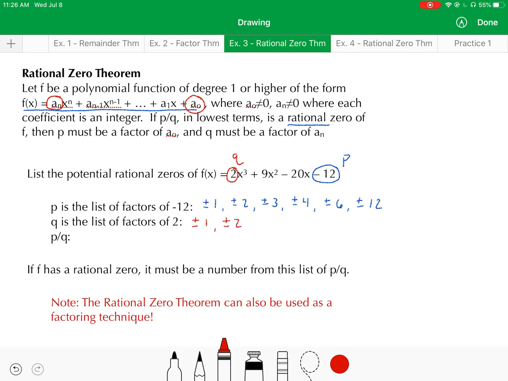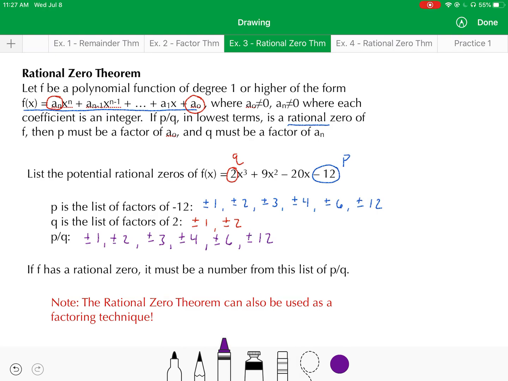And again, what the theorem says is we now need to combine our p-values with our q-values to make this fraction p over q. We need to come up with every possible combination of p over q, okay? So if I take each of the p-values in blue and I put them over the red q-values of plus or minus 1, they're going to stay as plus or minus 1, plus or minus 2, plus or minus 3, plus or minus 4, plus or minus 6, and plus or minus 12. Okay, that's taking all of the blue numbers and putting them over plus or minus 1.